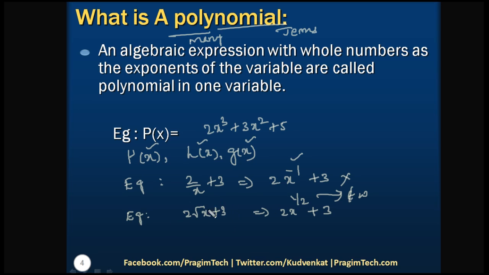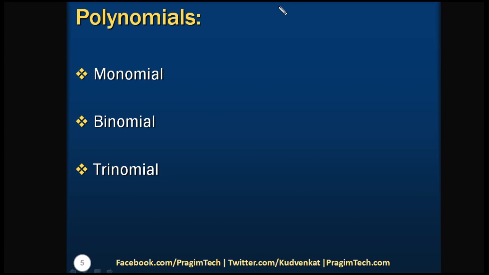Right, students? If it is given as 5. Even this also I can say it as a polynomial, as 5 can be represented as 5 into x to the power of 0, where 0 is a whole number. So we can consider this is an example for polynomial. Now let's see different types of polynomials. Based on number of terms, polynomials are categorized as follows. Monomial. Polynomial with a single term is called monomial.